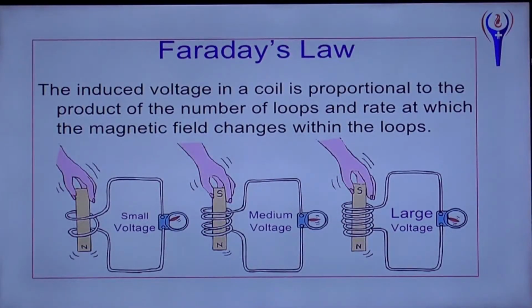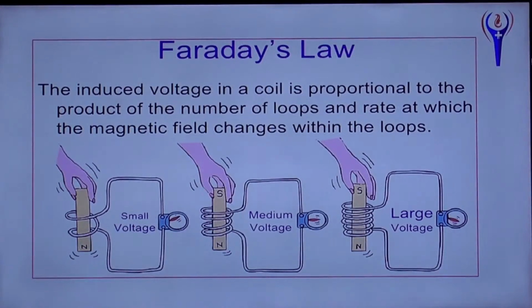This is a demo. The induced voltage in a coil is proportional to the product of the number of loops and the rate at which the magnetic field changes, how fast it's moving. Suppose this magnet is moved very fast or very slow. If you move it slowly, a small voltage is produced. If you move it fast, a high voltage is produced.